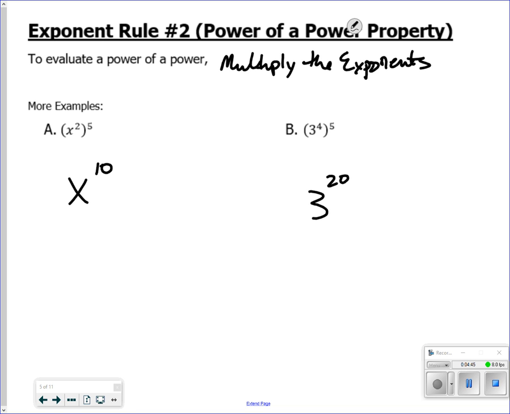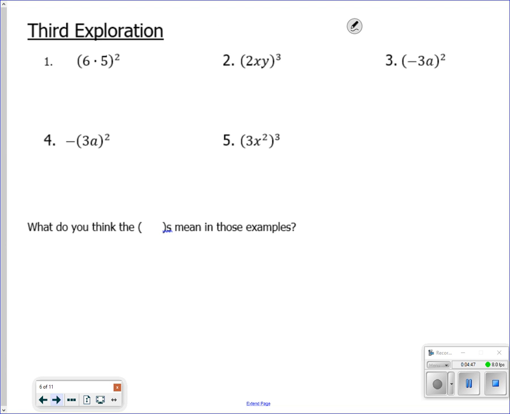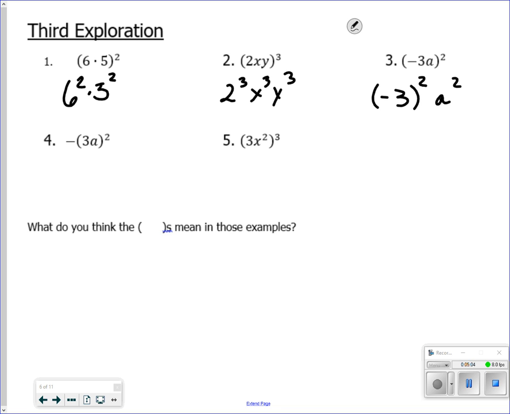So that's exponent rule number 2. When multiplying like base items, add exponents. When you have a power of a power, so an exponent raised to another exponent, you multiply the exponents. Third exploration. I have more than one item in each of these parentheses.